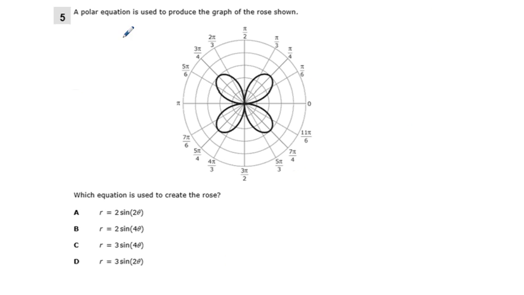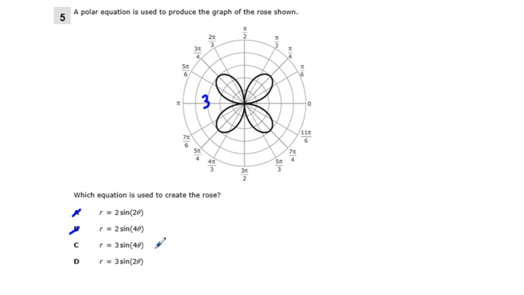Next, problem 5. The polar equation is used to produce the graph of the roses shown. Which equation is used to create the roses? Well, we notice that we have a radius out here at 3 units from the center, and so choices A and B are not going to work out on that account.